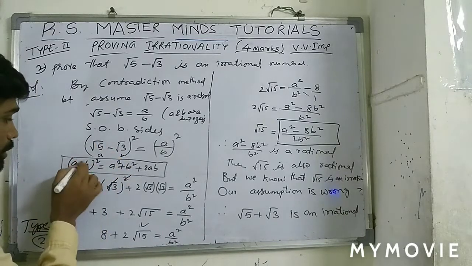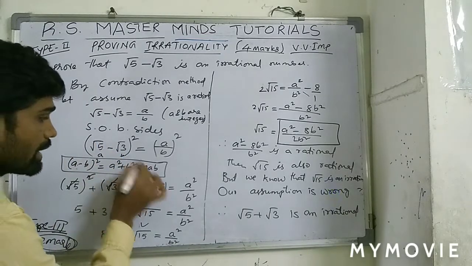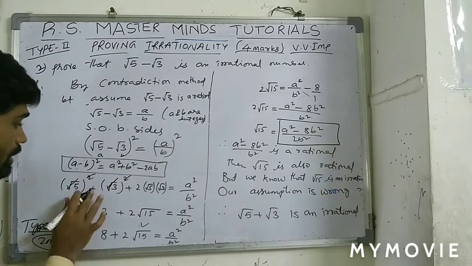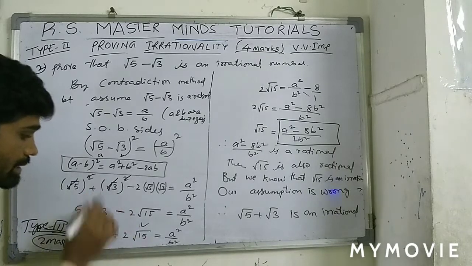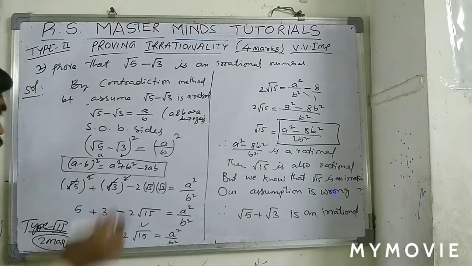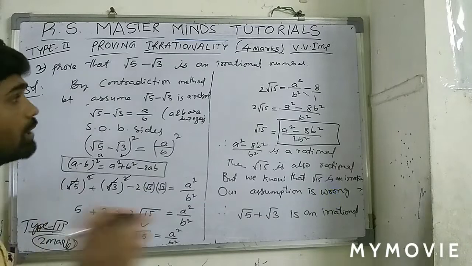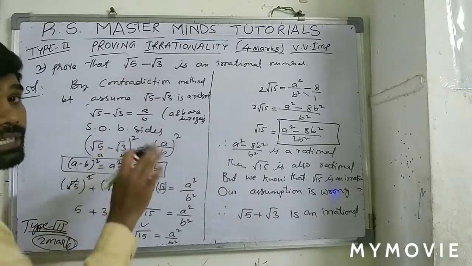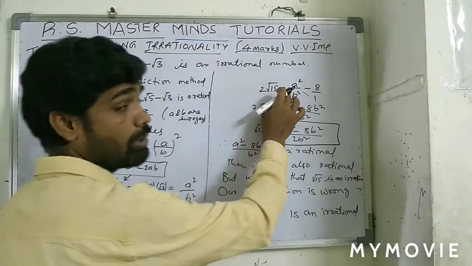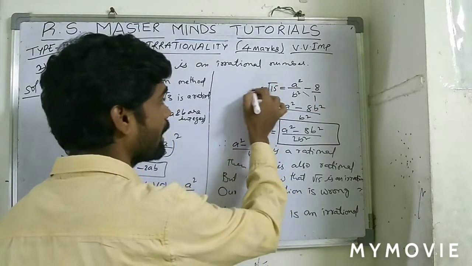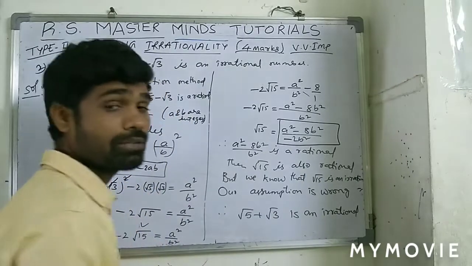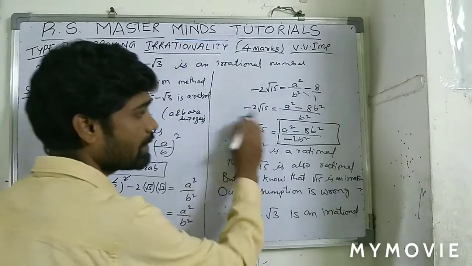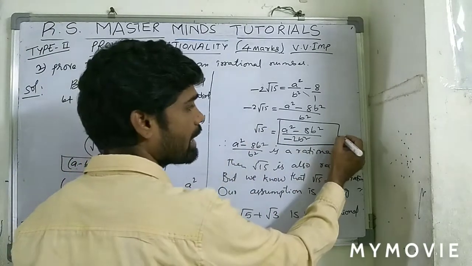So (a minus b) whole square. When it is (a minus b) whole square, it is just a square plus b square minus 2ab. So 5 plus 3, and it is minus. Just a small change in the symbol when changing plus and minus. Now we can write here that this minus will become minus 2b square. So this one transposes here. One more step we can write here.